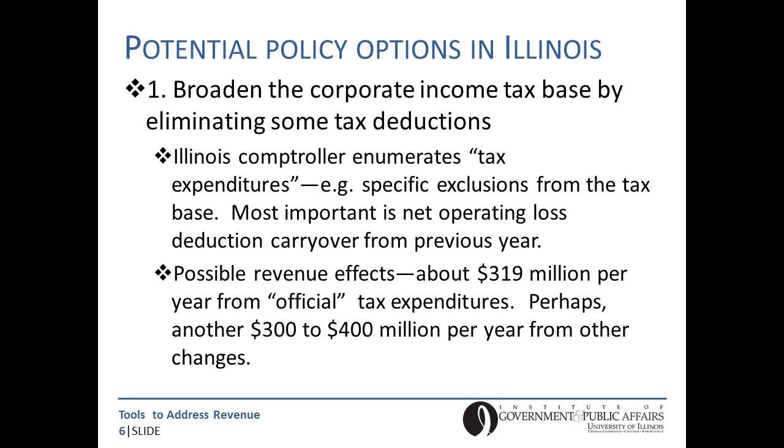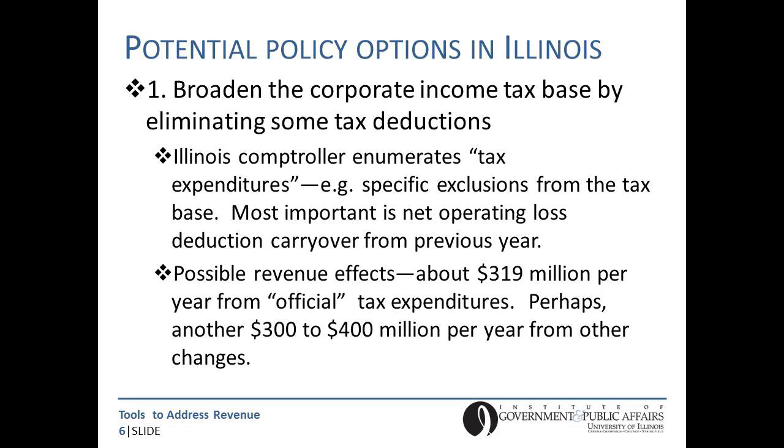The most important one is the net operating loss deduction, which allows the carryover of losses from previous years onto current year's taxes. So if you have a loss last year and this year you have a profit, you can take that loss that you had last year and average it into the income that you had this year and reduce your taxes. The possible revenue effect from this is about $319 million per year.